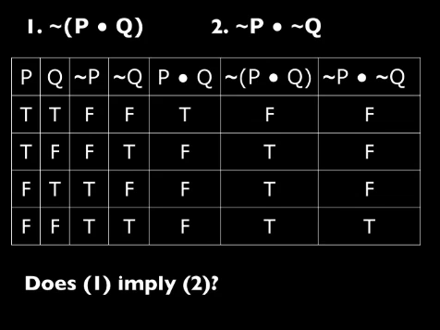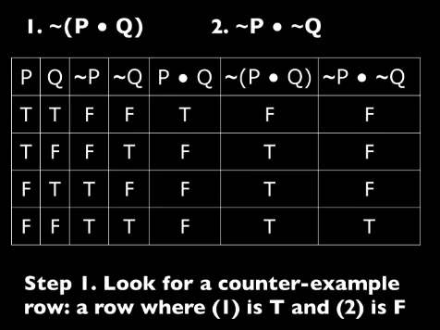Okay, now let's ask about implication. Like I said, this relation is asymmetric. It's not symmetrical. So we can actually ask the question in two ways. We can ask if 1 implies 2, and we can ask if 2 implies 1. And we might get different answers. So first, let's ask if 1 implies 2. Recall, the first thing we're going to do is look for a counterexample row. Since we're asking if 1 implies 2, the counterexample row will be a row where 1 is true, but 2 is false. So we're going to look for any row where this statement is true, but this statement is false in that same row.